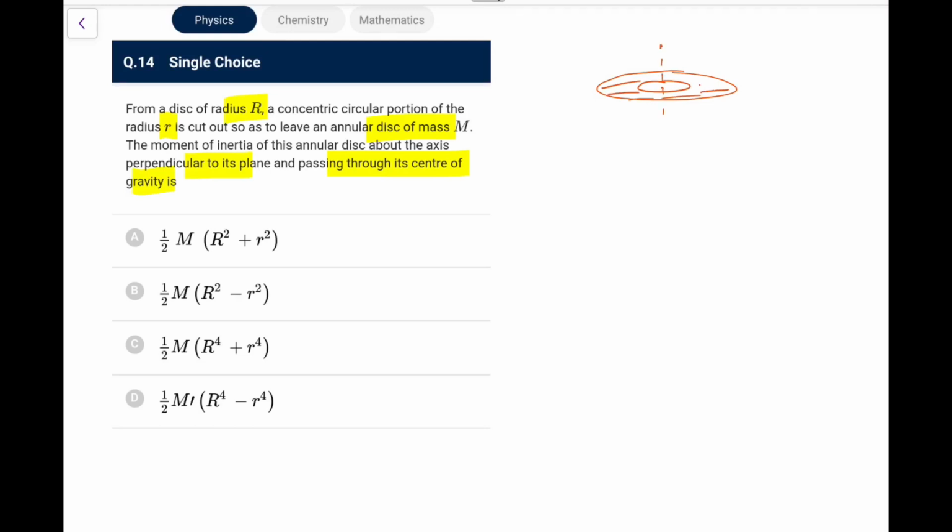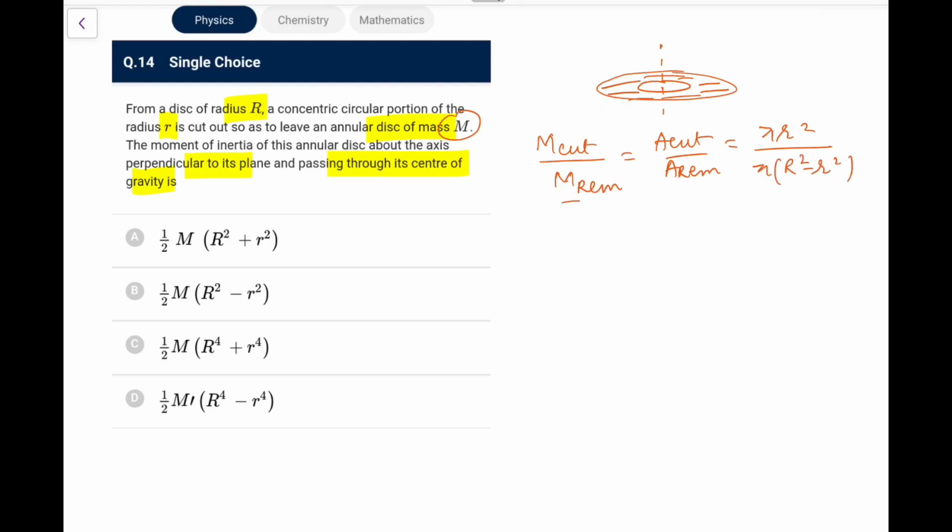This is the annular disk, now in standard profile. First of all, this M is the annular disk mass. So first of all, I can say what is the mass of the cut section. The mass of the cut section to the mass of the remaining section would be equal to A cut upon A remaining. A cut is pi r square, A remaining is pi R square minus pi r square.